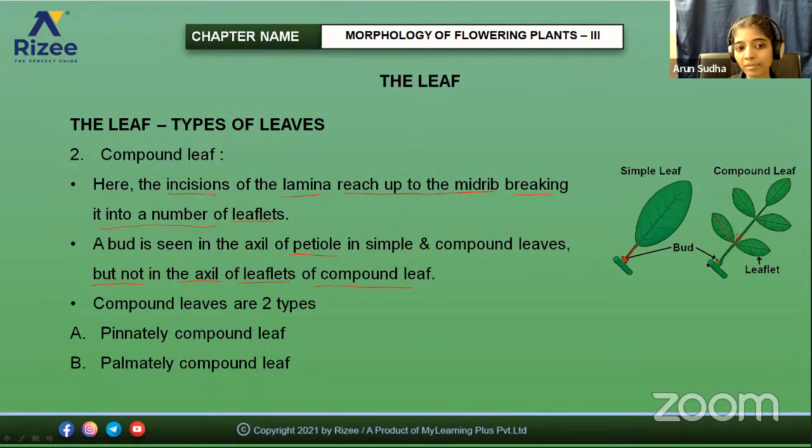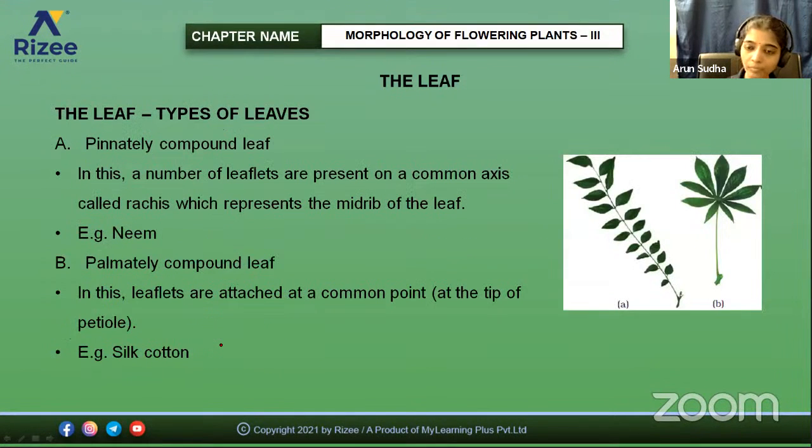The compound leaves, again, are of two types. One is a pinnately compound leaf and another one is a palmately compound leaf. So what is the difference between the pinnately compound and the palmately compound leaf? If it is a pinnately compound leaf, a number of leaflets are present on a common axis. This is an example of a pinnately compound leaf. This is the common axis, the central axis.